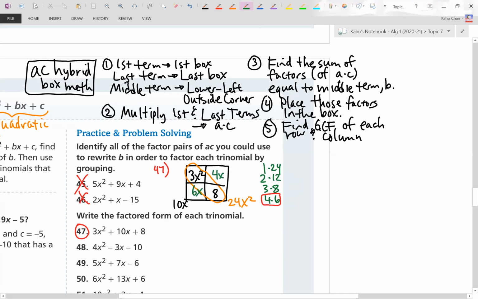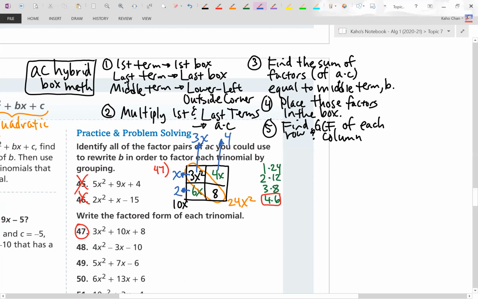Step 5. Find the greatest common factor of each row and column. First row, 3 and 4 can't take out a number. However, I can take out an x. Second row, take out a what from 6 and 8? Or 2. Nice. First column, 3 and 6, I can take out a 3 and an x. Nice. Last column, I can take out a 4.